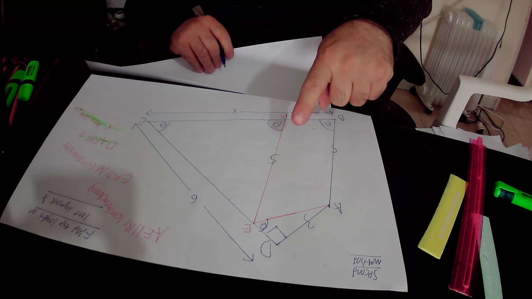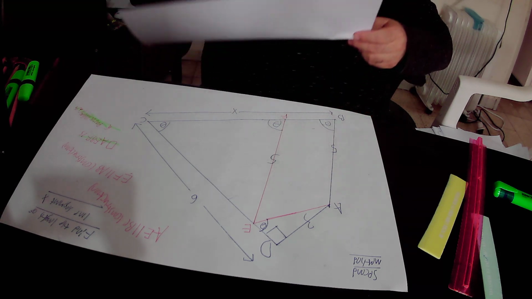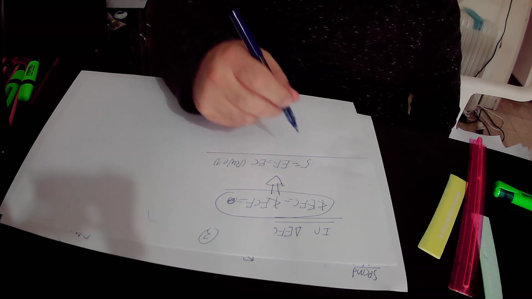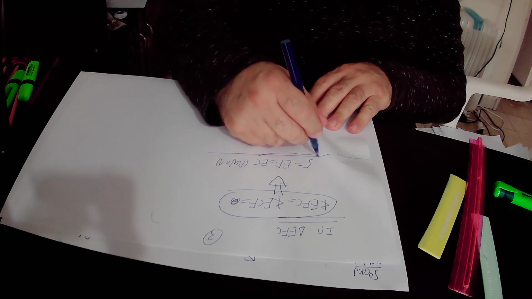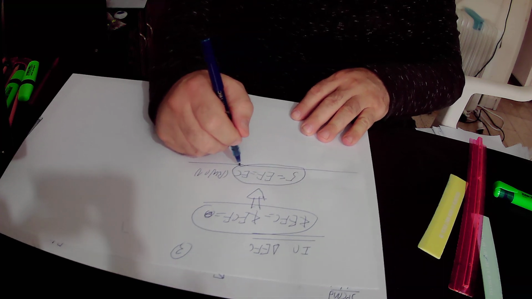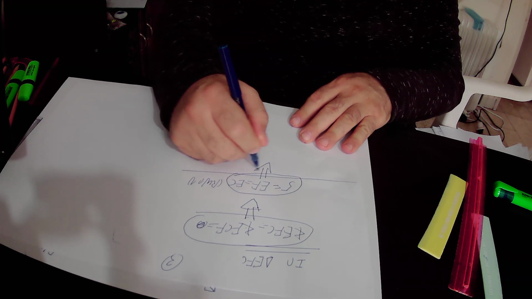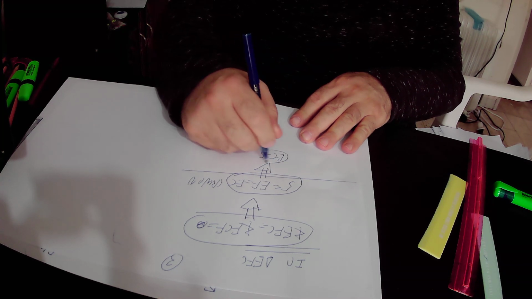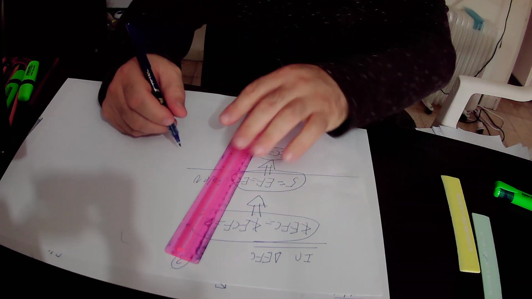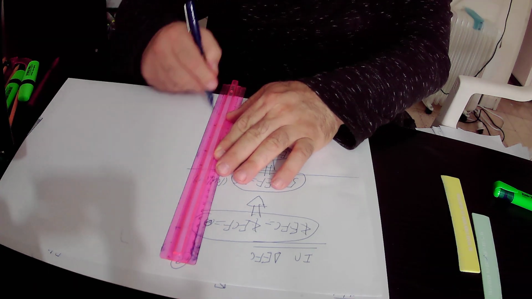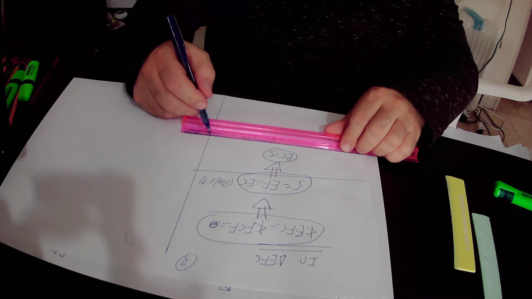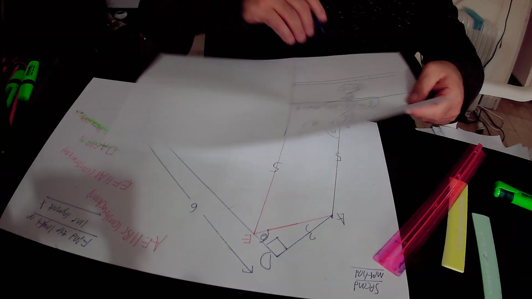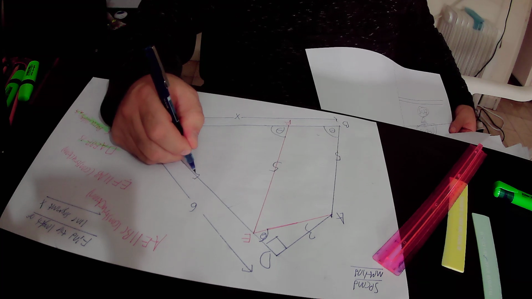But we just found out that EF equals 5 units. Here EF equals 5 units. And from this equation, 5 equals EF equals EC, we will derive that EC is also equal to 5 units. Here we can write down that EC equals 5 units.